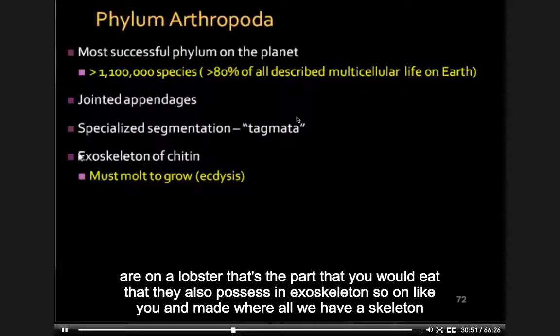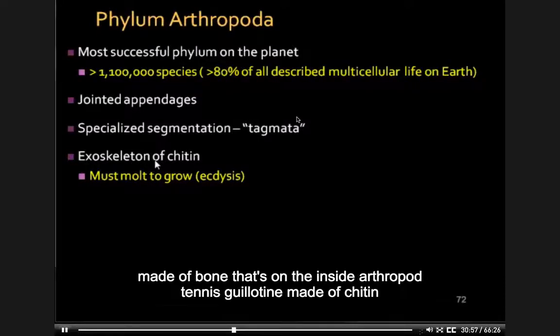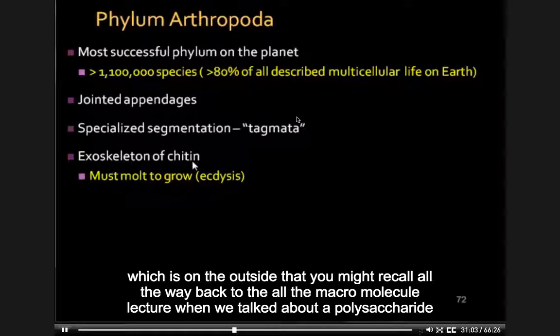They also possess an exoskeleton. So unlike you and me, where we have a skeleton made of bone that's on the inside, arthropods have a skeleton made of chitin, which is on the outside.